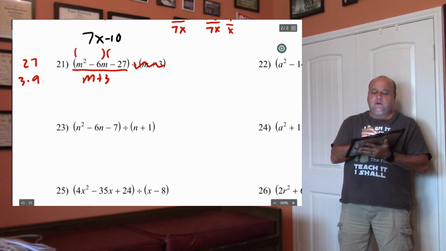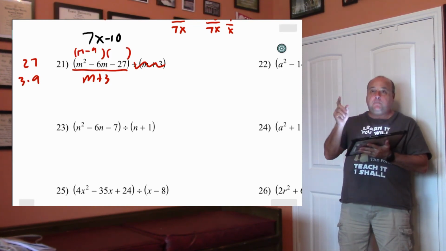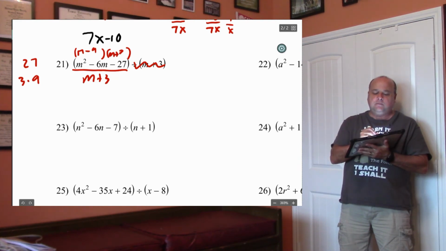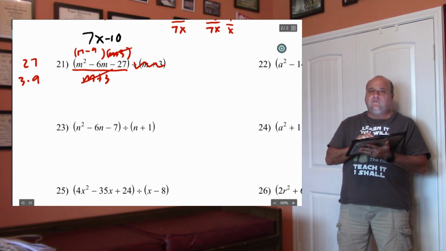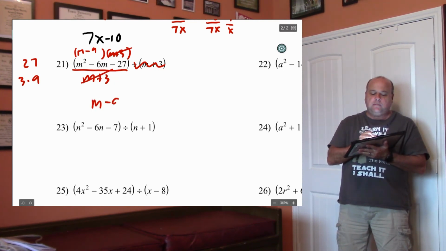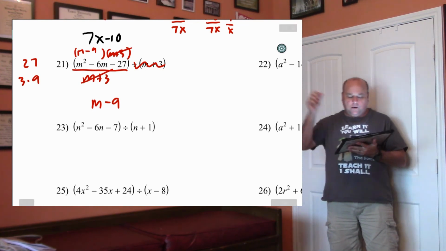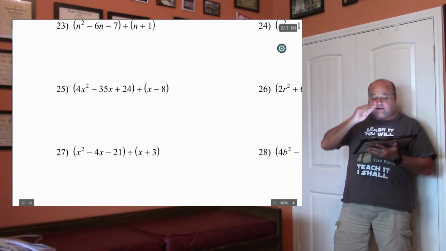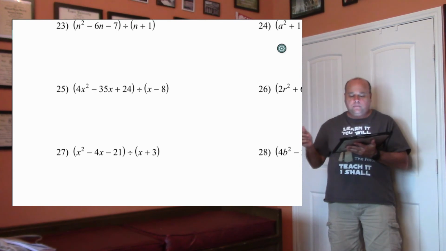So I'm going to draw my parentheses. This sign gets the bigger number, and negative 9 plus 3 is minus 6. Notice the plus 3's are going to eliminate, right? Whatever you're dividing by is going to be one of your factors. So the answer is going to be m minus 9. I'll do one more for you. Let's go down to 25 because it has a number in front. Those are a little bit harder.